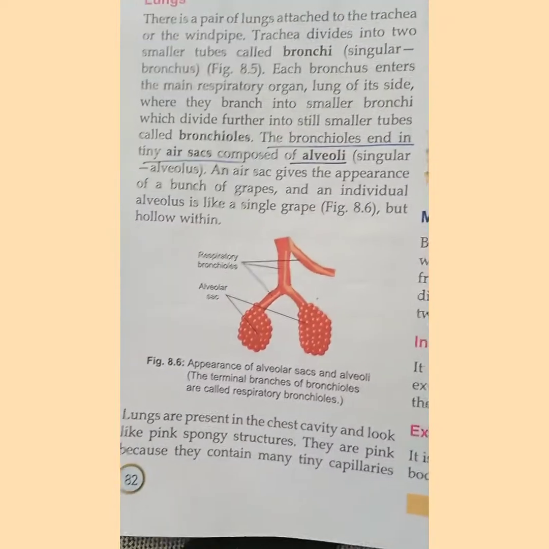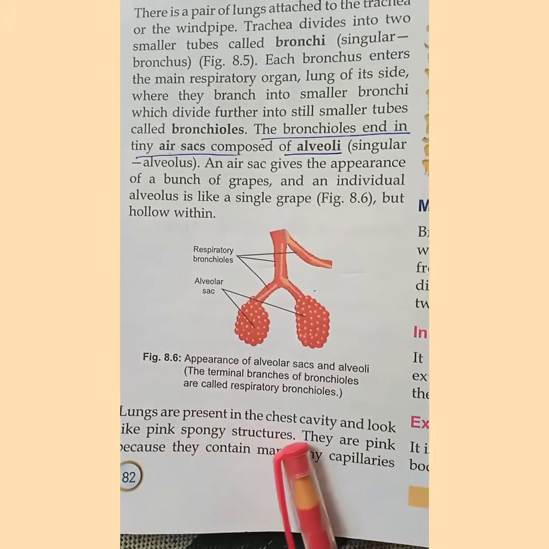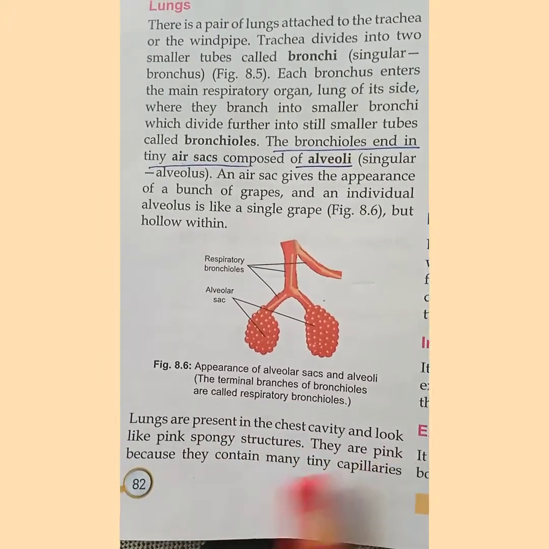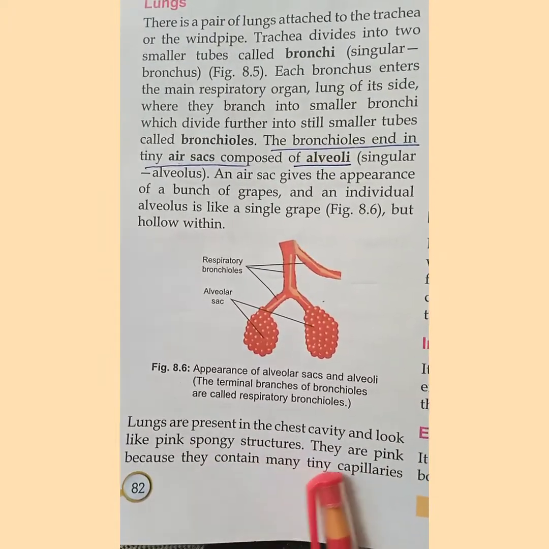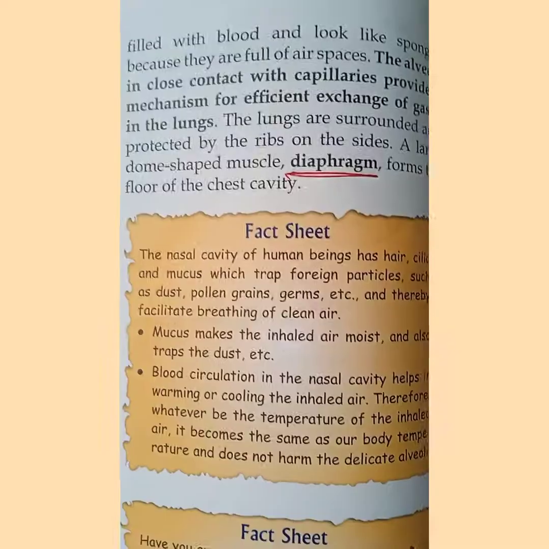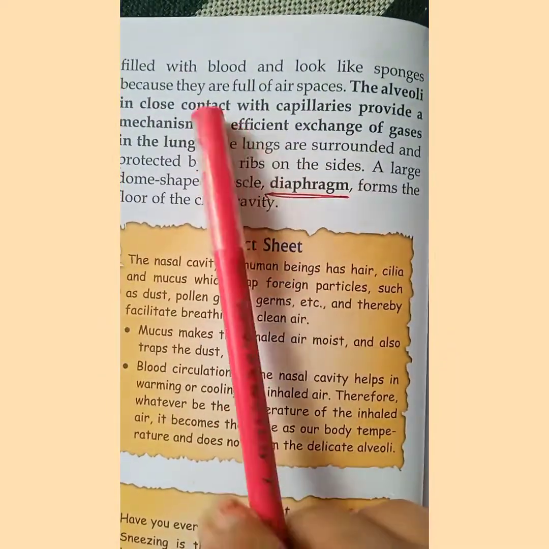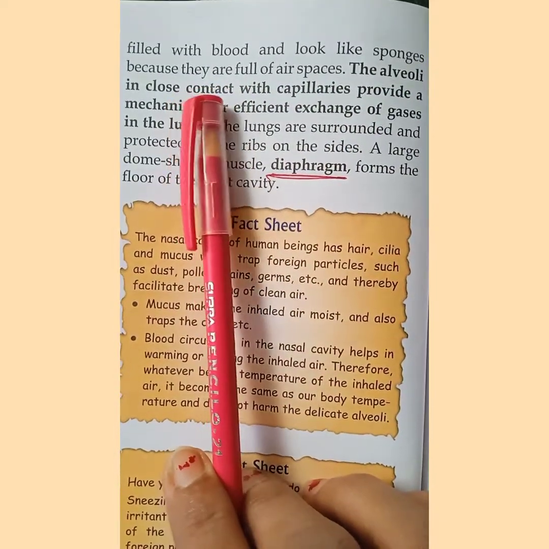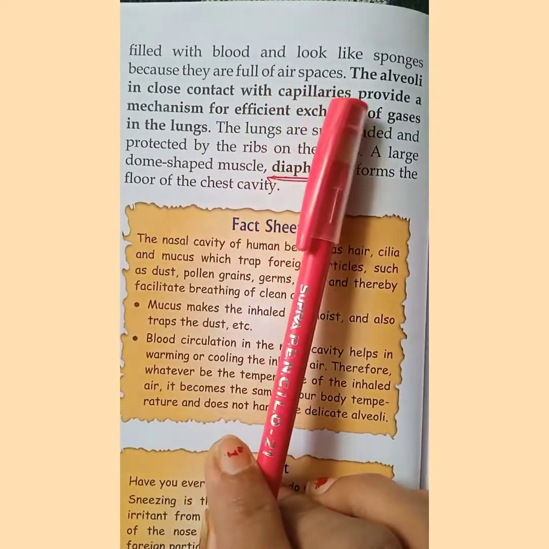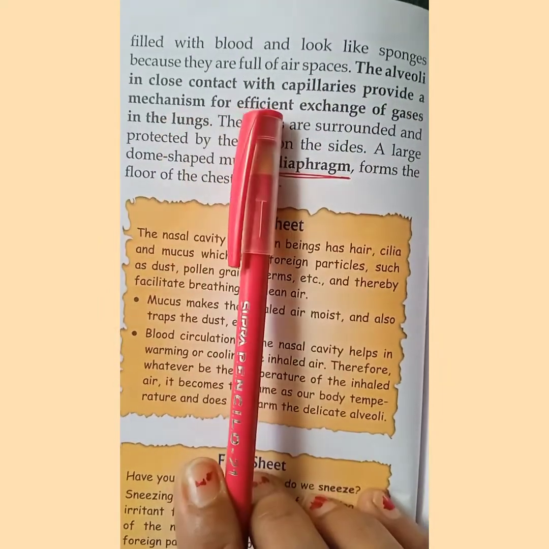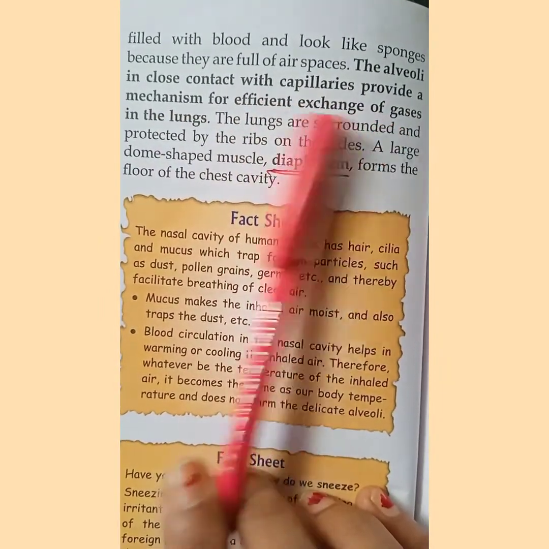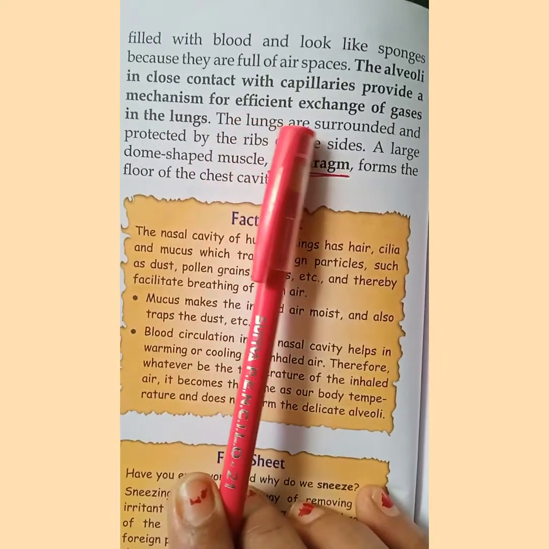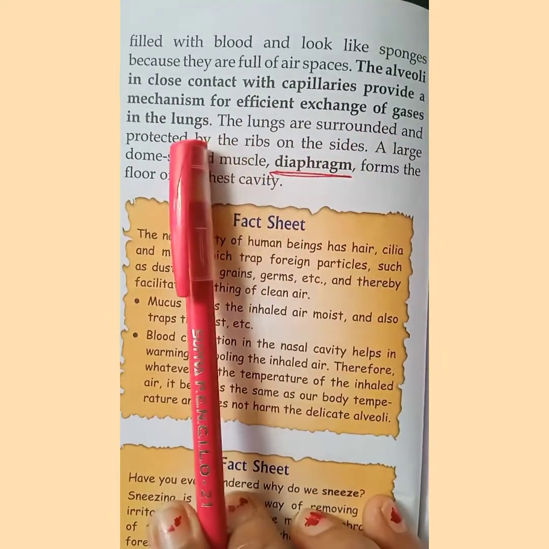Lungs are present in the chest cavity and look like pink spongy structures. They are pink because they contain many tiny capillaries filled with blood. Because they are full of air spaces, the alveoli in close contact with capillaries provide a mechanism for efficient exchange of gases in the lungs.